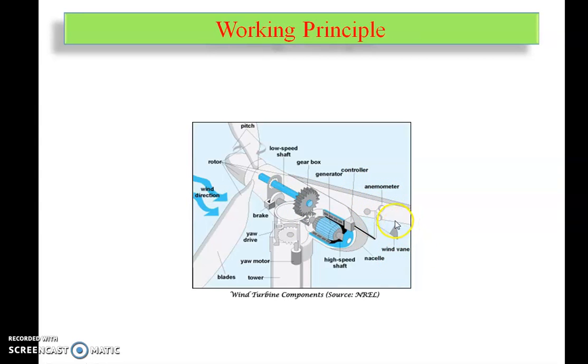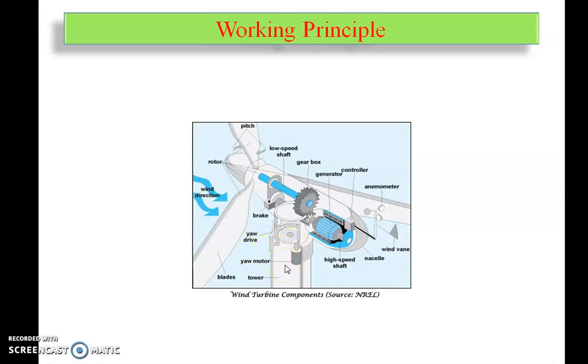Okay, the wind vane is for sensing the direction of the wind. Then there are the nacelle, high speed shaft, yaw motor, tower, and yaw drive. Yaw controllers are there, and according to the yaw controllers, the yaw drive as well as the yaw motors operate.